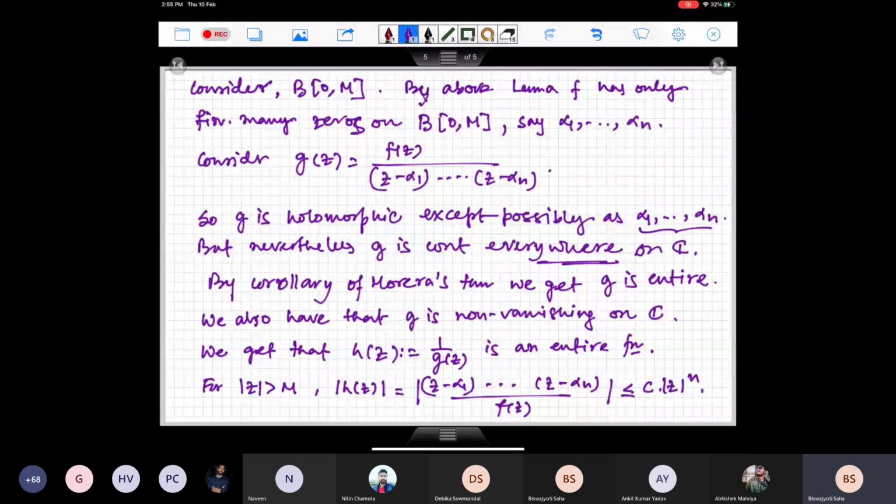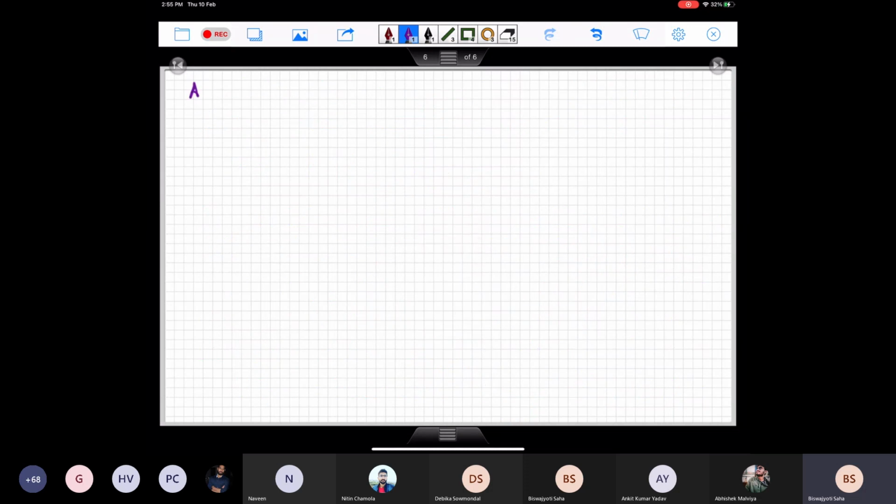So therefore this whole numerator is bounded above by some constant times mod z power n, and the denominator was in absolute value bigger than 1, so 1 upon f of z was less than 1. Fine, so h of z is bounded above by this for all mod z bigger than m. And again h is continuous, so there exists some k positive such that mod of h of z is less than or equal to k for all mod of z less than or equal to m.